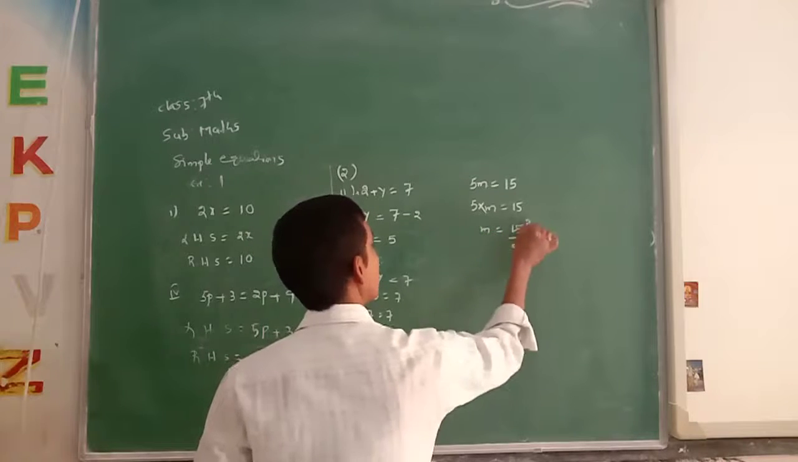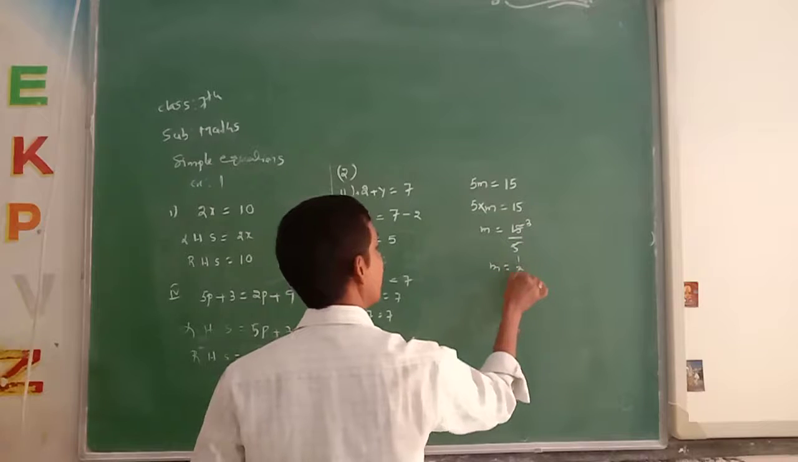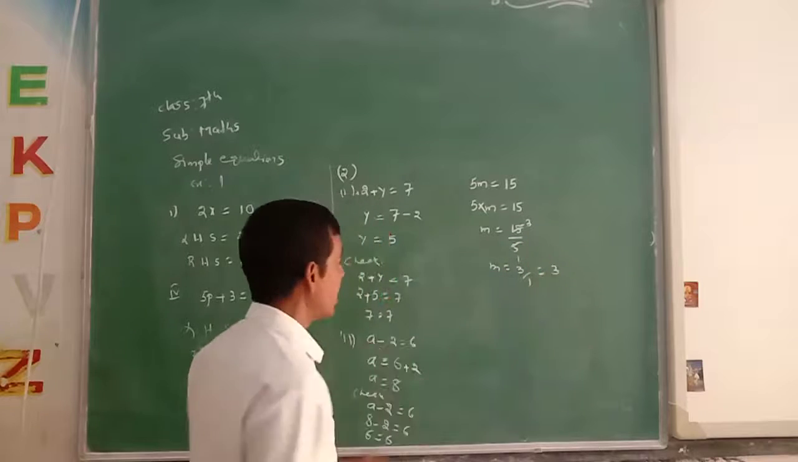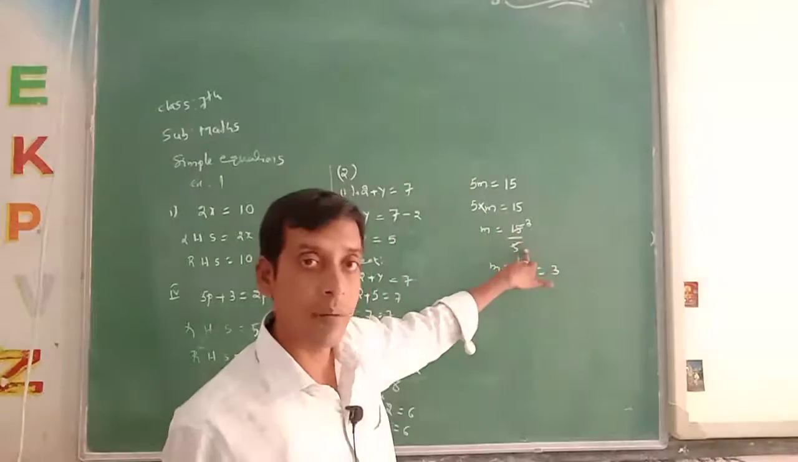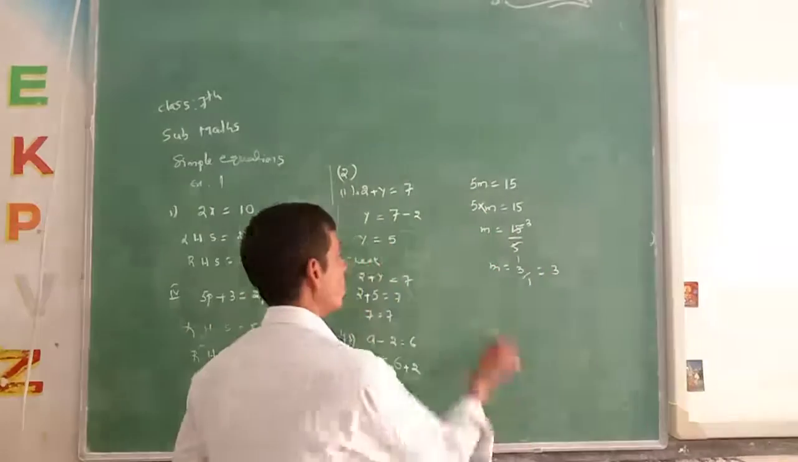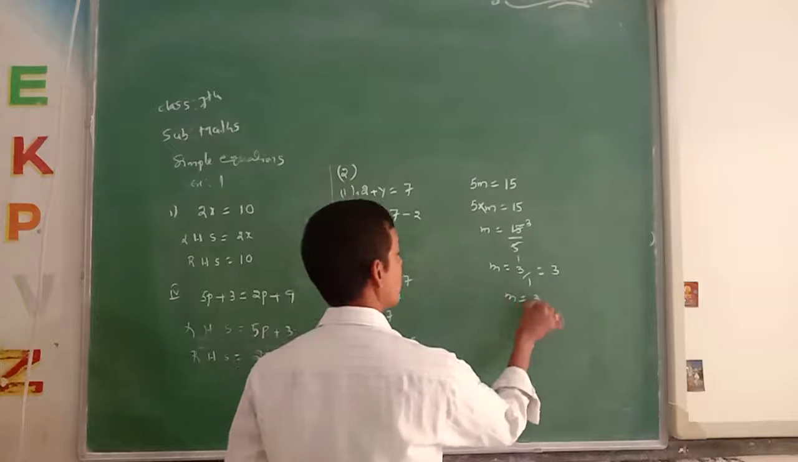5 ones are 5, 5 threes are 15. M is equal to what here? 3 by 1 means what here? 3 only. So, it is in the multiplication. If you send this, it comes to the denominator. Okay? So, m is equal to what here? What is the value? M is equal to 3.